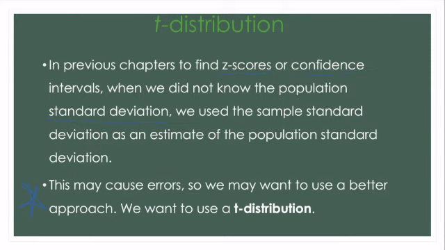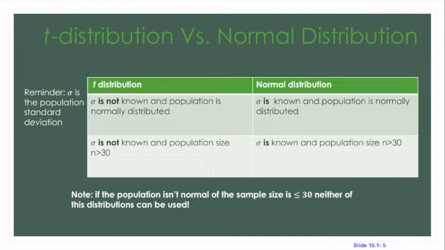The problem is that this can cause errors. So we want to use a better approach, and this is going to be a t-distribution. Now, we've heard this word distribution before when we're talking about a normal distribution. So when do you use a t-distribution versus a normal distribution?